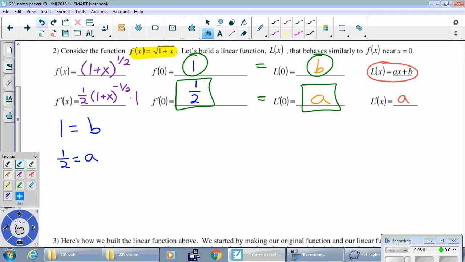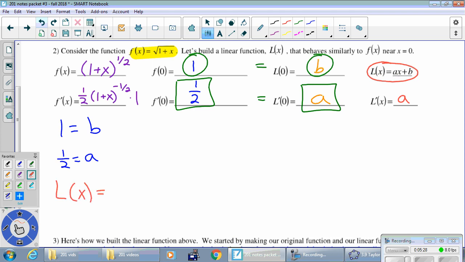Oftentimes, the equations won't be as simple as this, and you'll have to do work, like maybe both equations have both a and b. You know, maybe this would be something like a minus 3b, and this is a plus 2b, and then you have to do some algebra solving a system of equations, maybe using the substitution method. But in this case, the equations are really easy. They're both solved instantly.